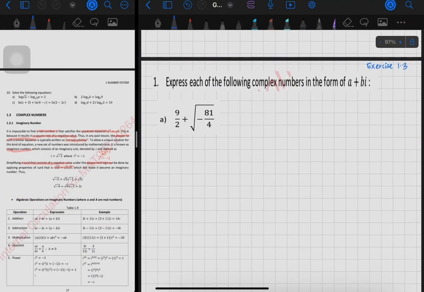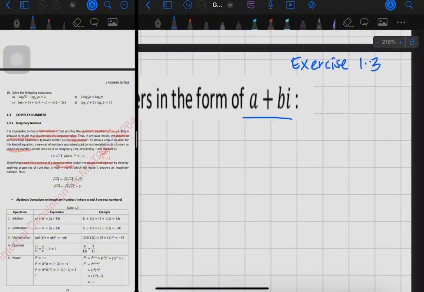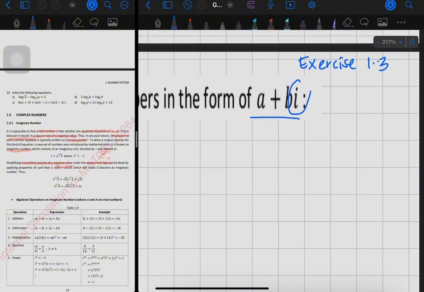Okay, next exercise 1.3, question number 1a. Express each of the following complex numbers in the form of a plus bi. First of all, we need to know what this i is. This i is called the imaginary unit.